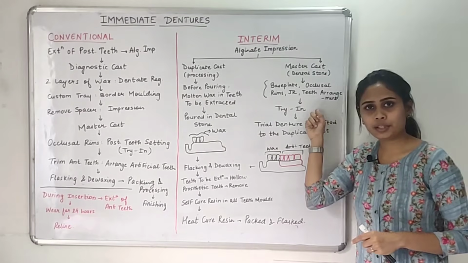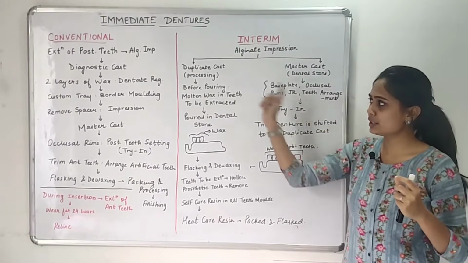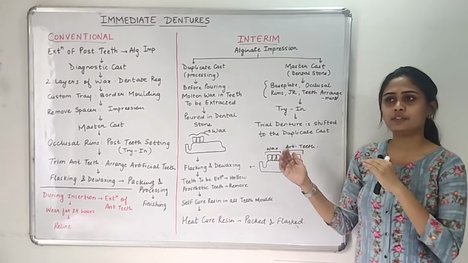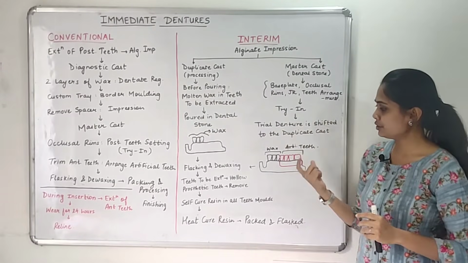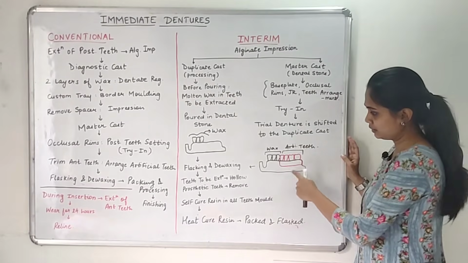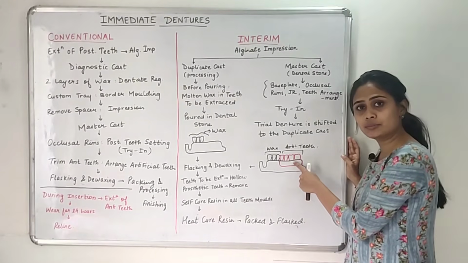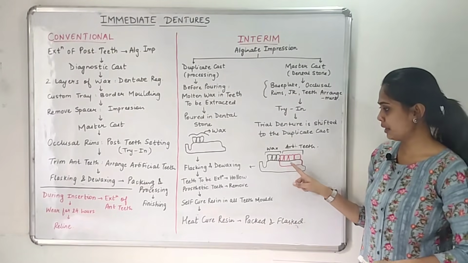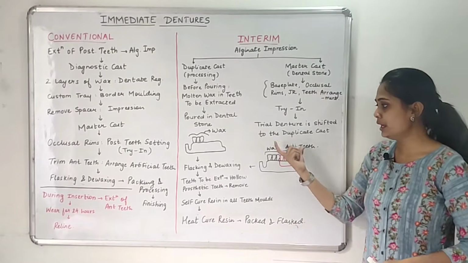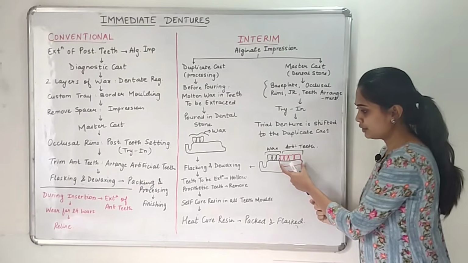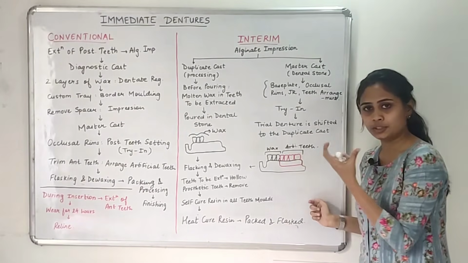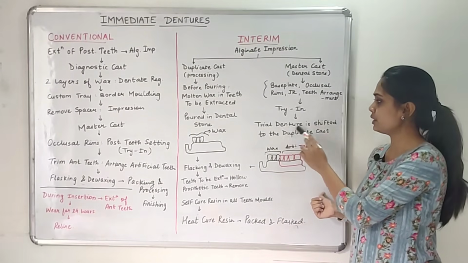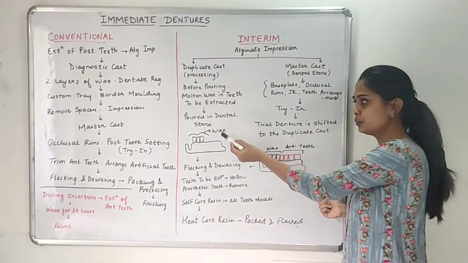After that, we'll call the patient and we'll do the trying, the same thing that we did here. We make the patient try our posterior teeth arrangement. If the patient is comfortable, then we shift this posterior thing. The thing I've drawn in the diagram with the red ink is what we do in the master cast. We have a base plate, we do the teeth arrangement, and after the trying is done, we shift this much region or this much unit to our duplicate cast. So after the trying is done, the trial denture is shifted to the duplicate cast.